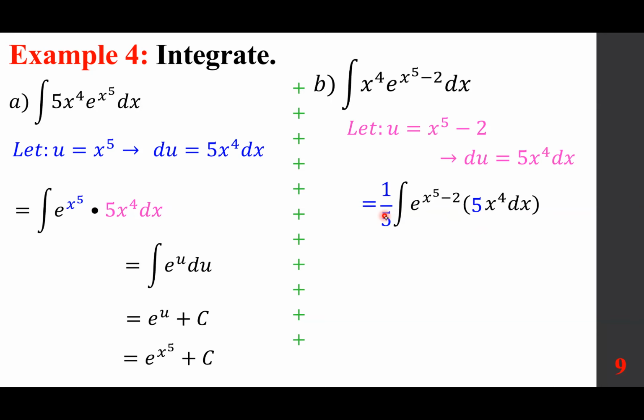And so what you're looking at is 1/5 of the integral of e to the power of u du, which is simply put 1/5 e to the power of u and a constant. Replace the u with x to the power of 5 minus 2, and we are done. Needless to say, if you differentiate this, you get this expression without the dx.